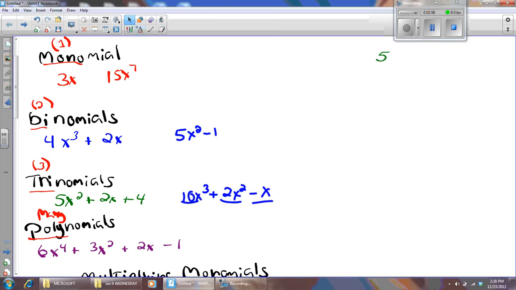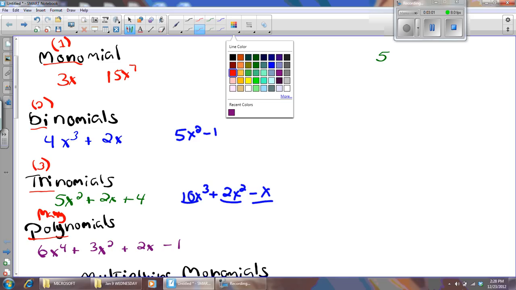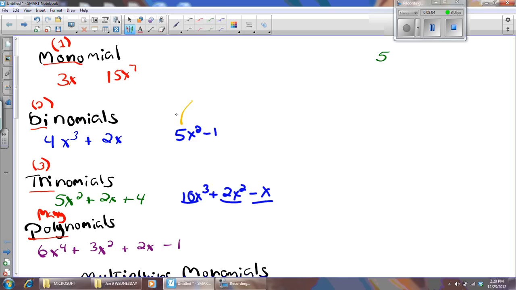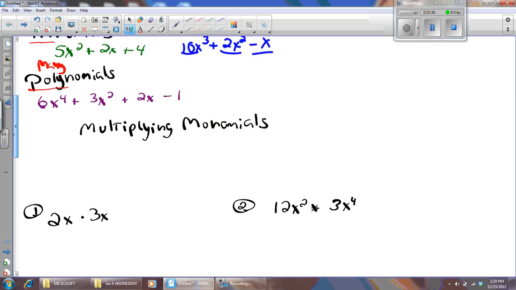And of course, by now I already expect you to be familiar with these terms: coefficient and of course exponent, right? I already expect you to know those. I've been using coefficient quite a bit lately. So the coefficient of this term is 15, right? And the exponent is 7. All right, so let's move on to how we multiply monomials.